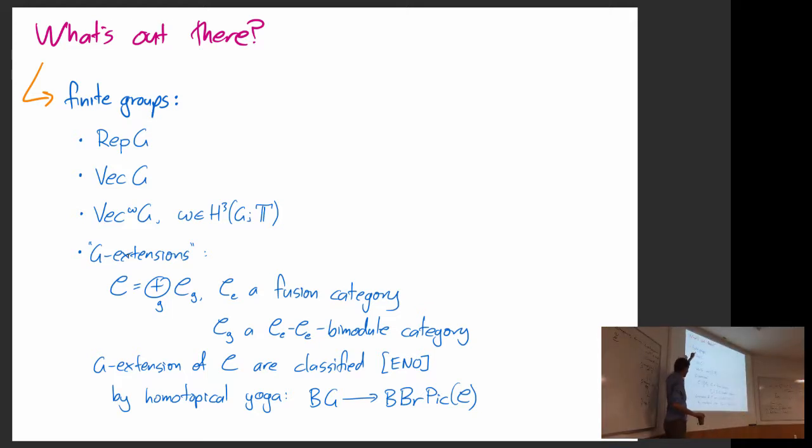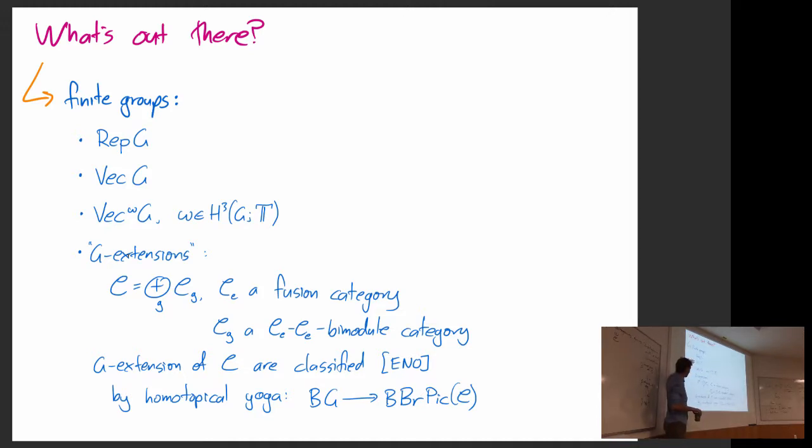I'll give you examples. Rep G. You can also just think of Vec G, the G-graded vector spaces for G a finite group, as a fusion category. The simple objects are just the one-dimensional vector spaces sitting over a single group element. The tensor product of these is just a sort of convolution tensor product. You just multiply the pieces over two group elements and put that over the product.